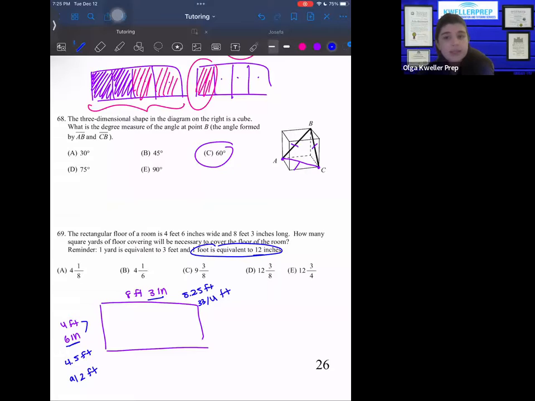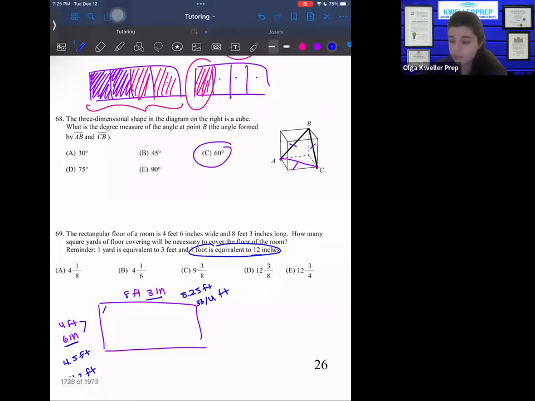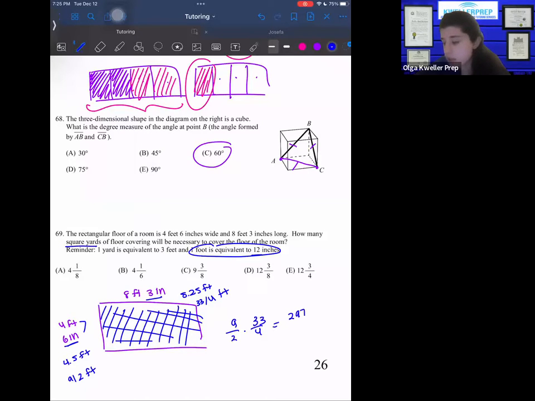So next thing we want to do is think about what the square footage is, right? Because we want to cover the floor, and that's the question about square yards. So first we need to figure out square feet. So let's say I'm going to work with the fractions. So 9/2 times 33/4 is going to give me 297/8 square feet.